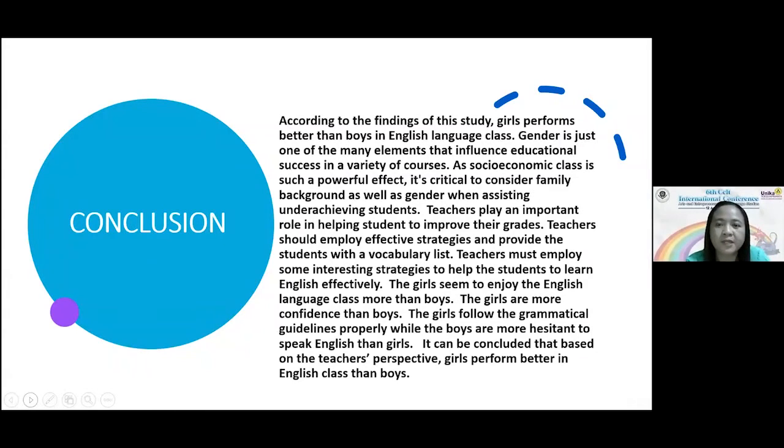Gender is just one of the many elements that influence educational success in a variety of courses. As socioeconomic class is such a powerful effect, it's critical to consider family background as well as gender when assisting underachieving students. Teachers play an important role in helping students to improve their grades. Teachers should employ effective strategies and provide the students with a vocabulary list. Teachers must employ some interesting strategies to help the students to learn English effectively.